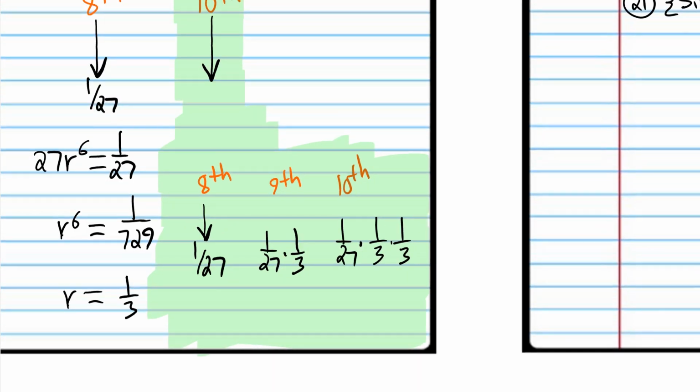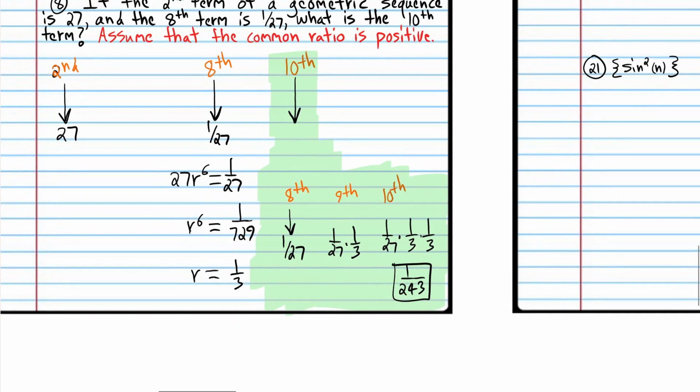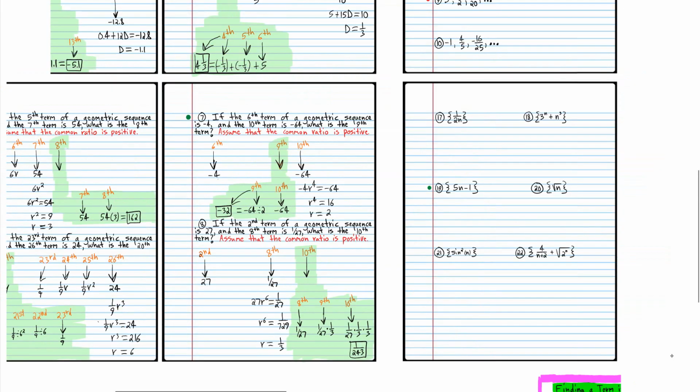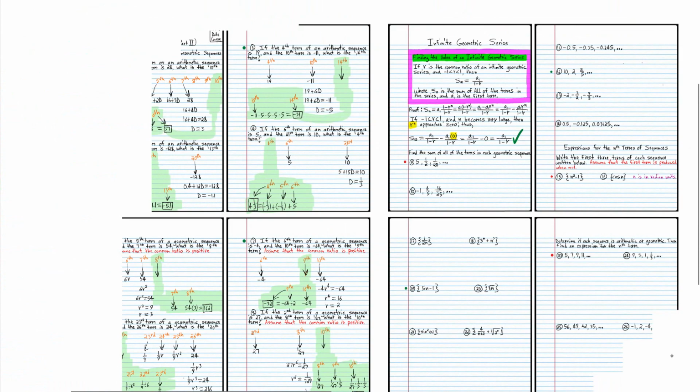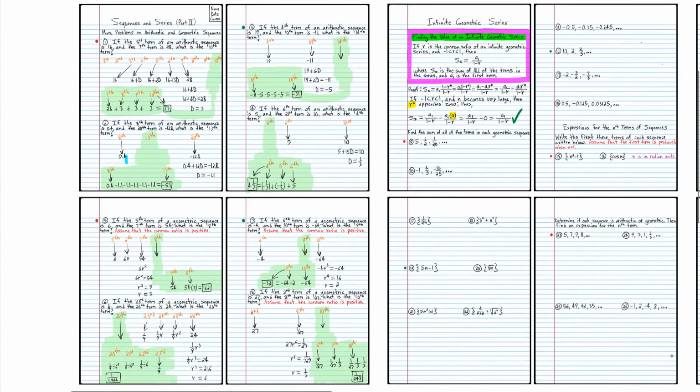So if we multiply, we get 1 over 243. So if you got that right, excellent. Okay, so those are just some different types of problems that you may see.